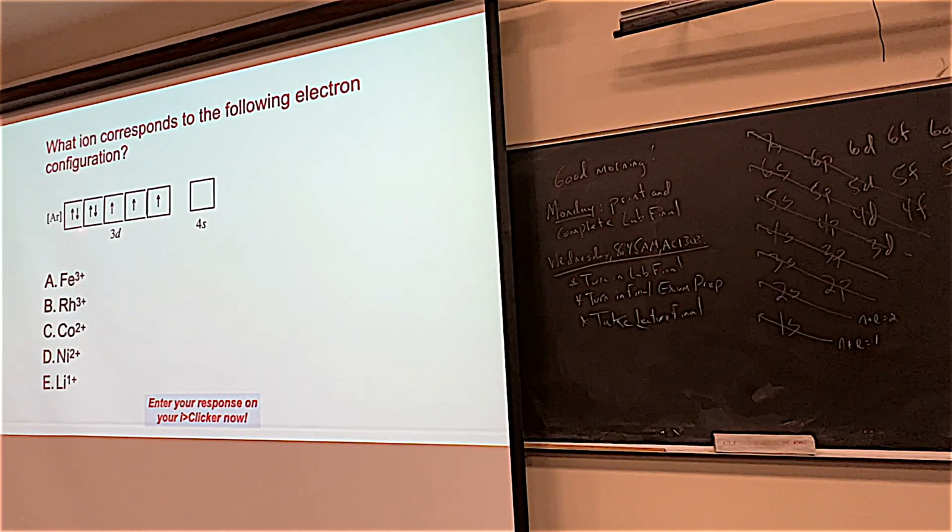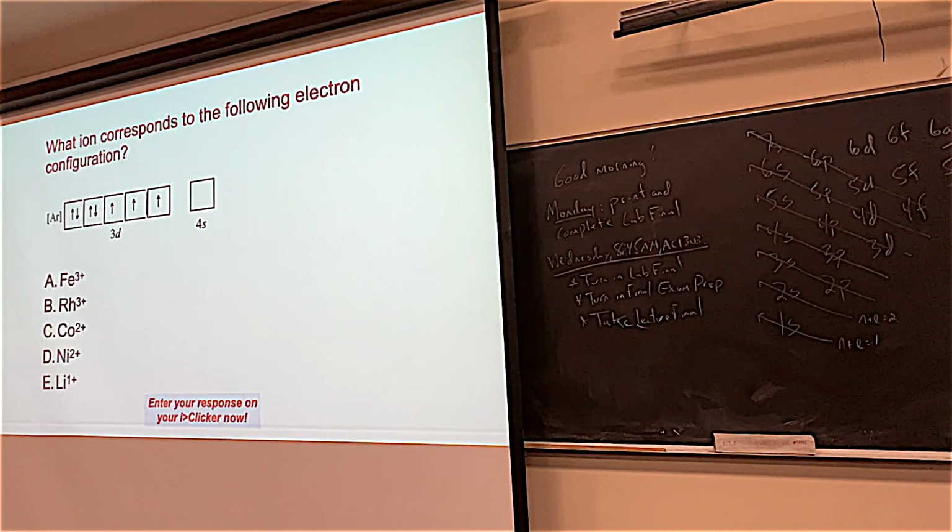So looking at this part right here, we have 3d electrons: 1, 2, 3, 4, 5, 6, 7, seven 3d electrons. So how I would start this problem is the 3d group starts at scandium. So 1, 2, 3, 4, 5, 6, 7. Cobalt has a 3d7, so it's not going to be anything before.